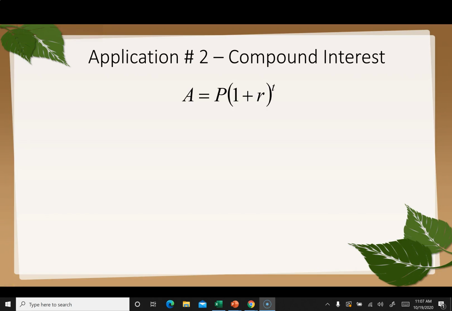All right, let's talk about the second application of quadratics, and that would be compound interest. So compound interest is when you put your money into an account with interest and that money grows. So let's talk about this formula and what these variables stand for.